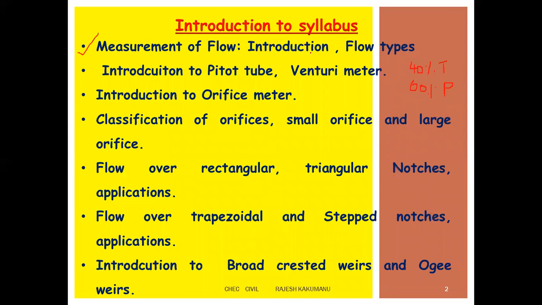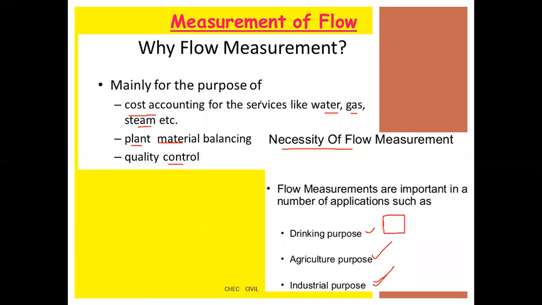In the last class, we discussed the introduction of the measurement of flow and the various types of fluid flows. Today in this class, we'll discuss the various types of fluid measuring devices, the rate of flow measuring devices, that is the pitot tube, venturimeter, and orifice meter, right? We will discuss these topics in this class.